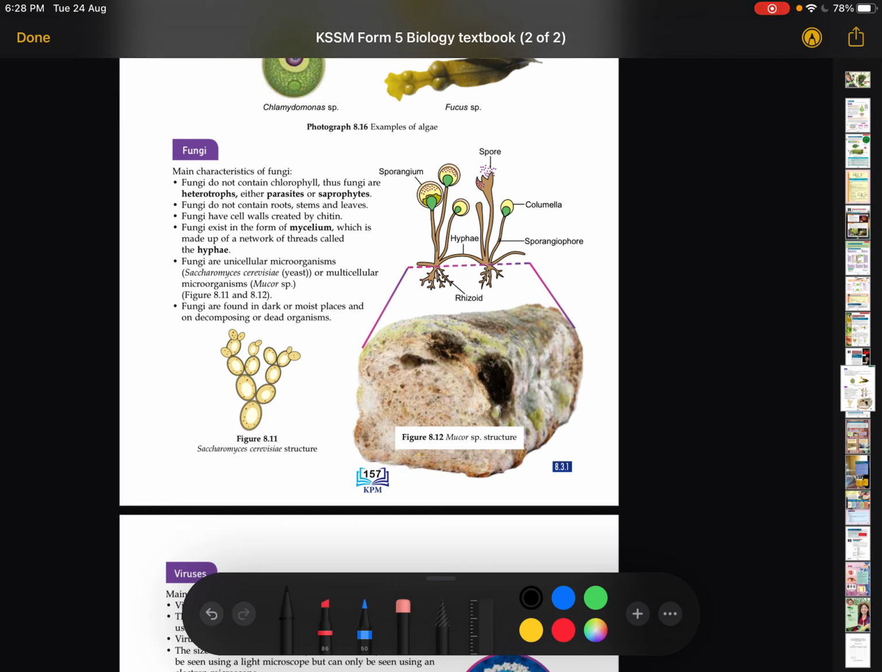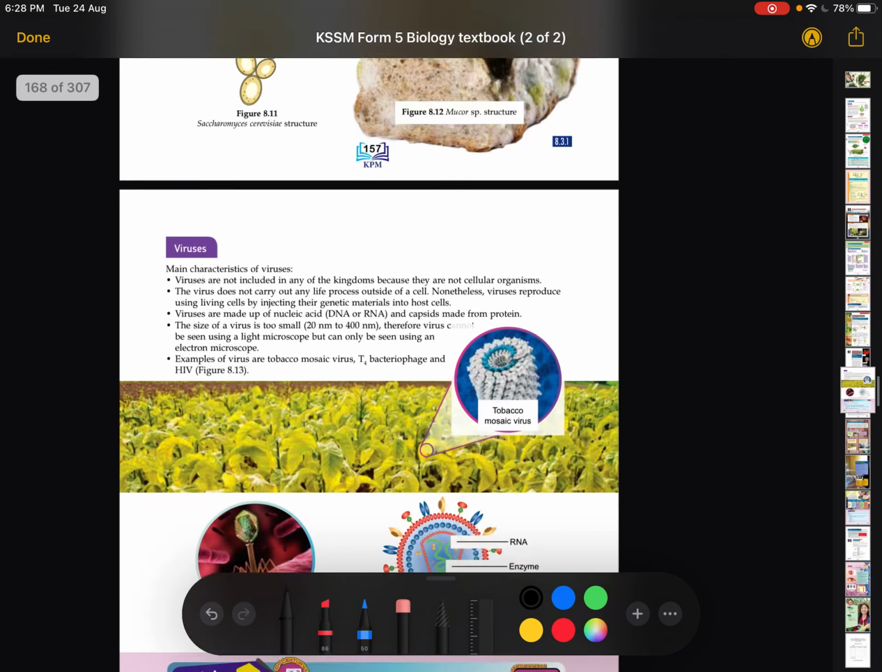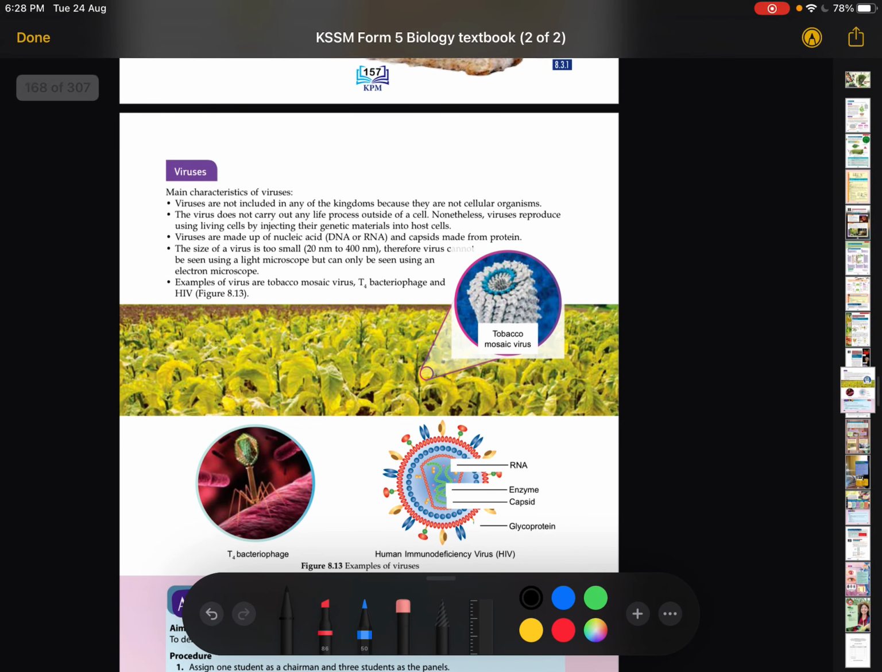Next is fungi. Fungi is the most interesting one because it's the most different, the most unique. It is heterotrophic. It is either parasitic or saprophytic. I'll talk more about those later. They have chitin walls, and inside are hyphae. They connect together, and that's called mycelium. Most of these I already mentioned.